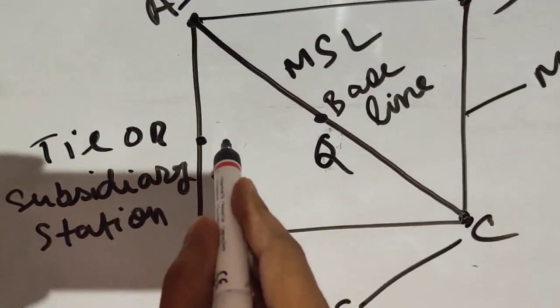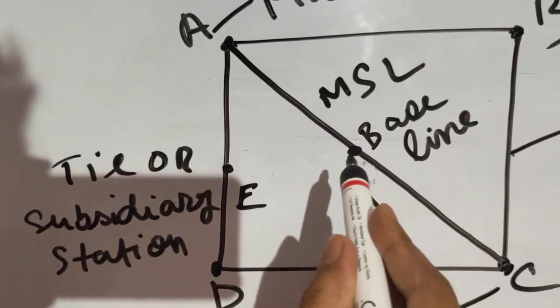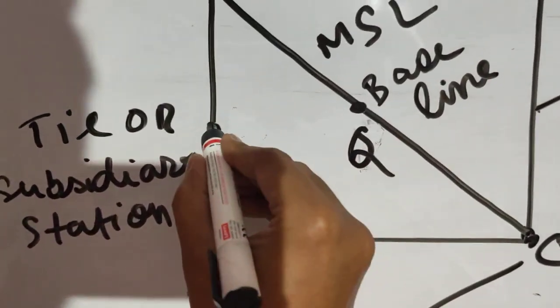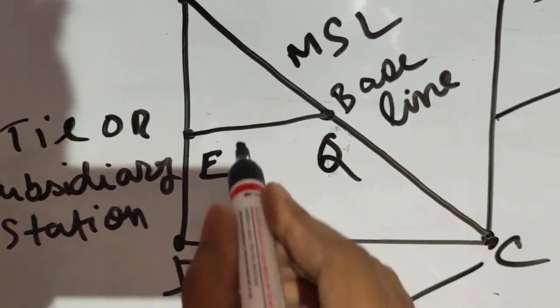Now suppose E is one tie station and Q is also one tie station. If we join EQ, the line joining two tie stations is called tie line.